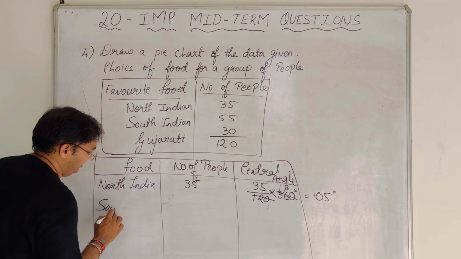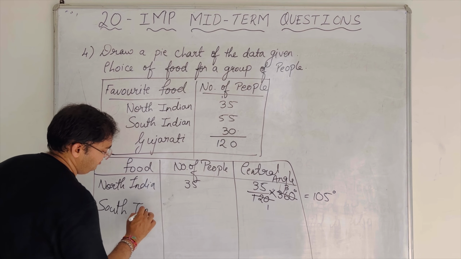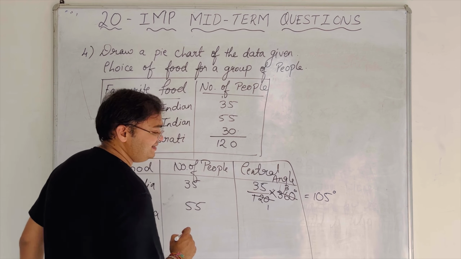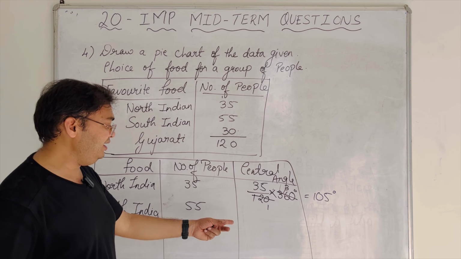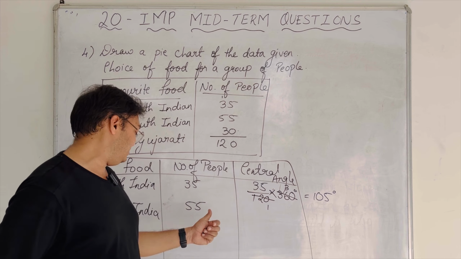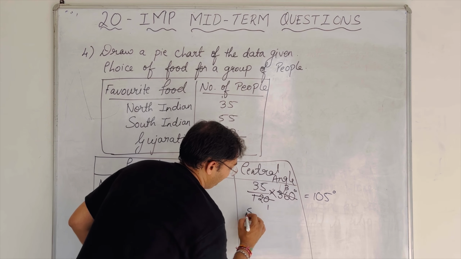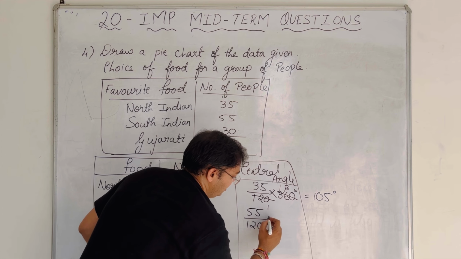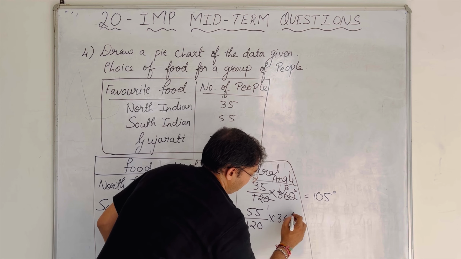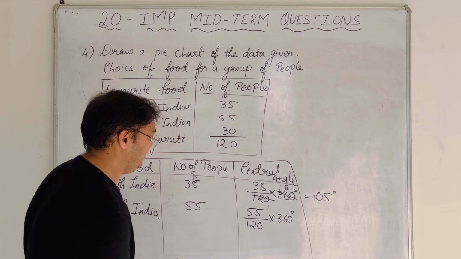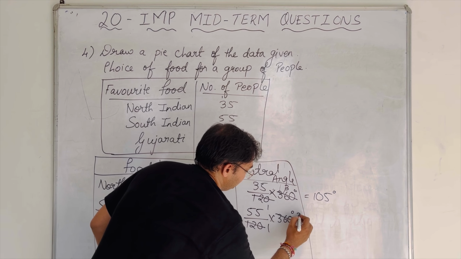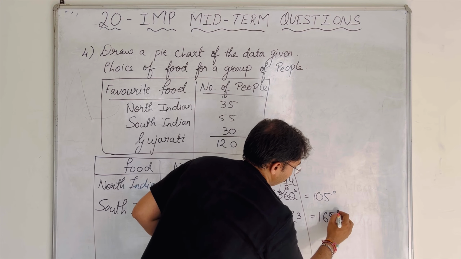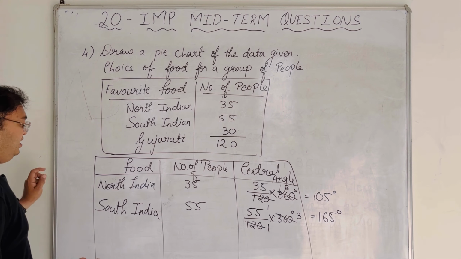Same way we move to the South Indian. Let's move quickly to the South Indian. How many people like South Indian? 55. As I told, first we will write the favorable number of people who like South Indian, that is 55. Then we'll write the total number of people, that is 120, into 360 degree, because we want our answer in central angle. This is 1 za, this is 3 za. So when we multiply, we get 165 as the central angle for South Indian.